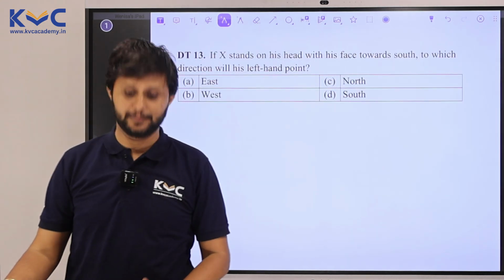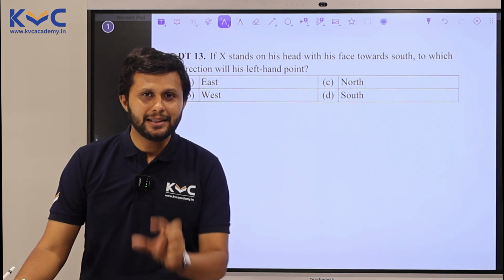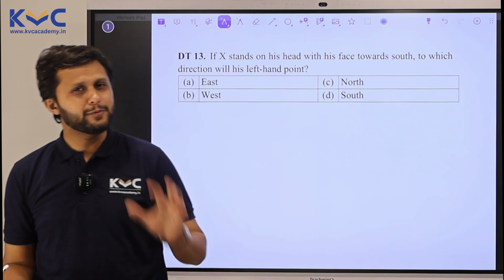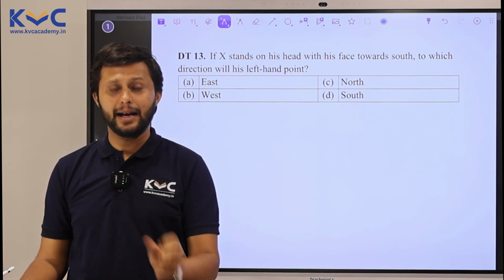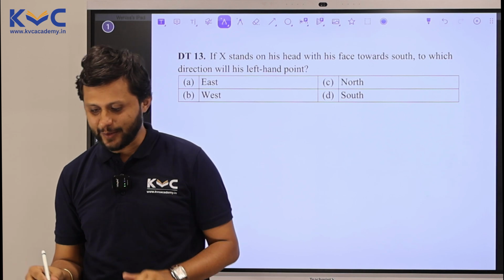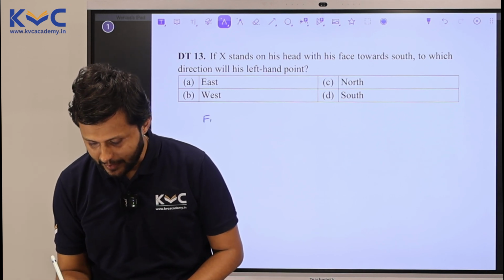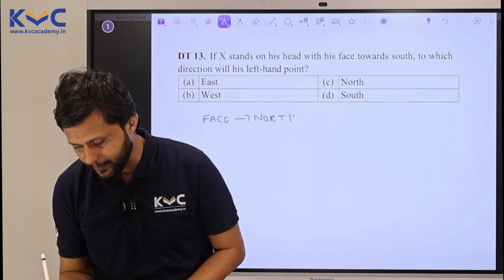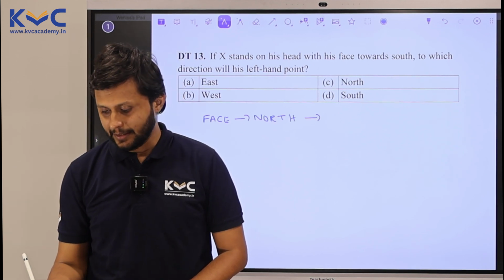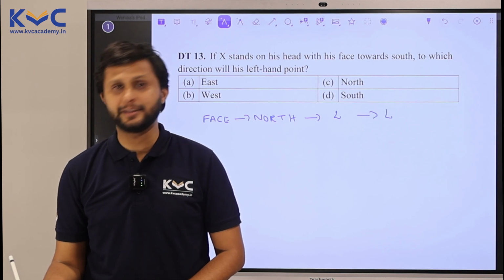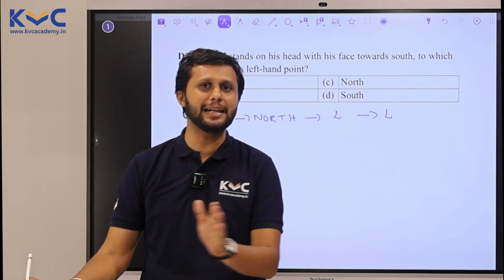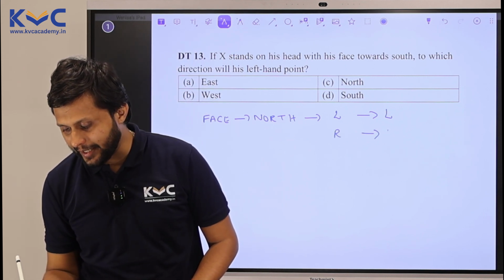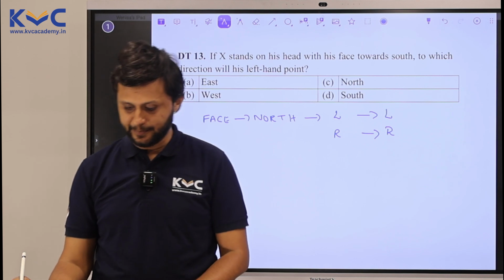Question number 13. Before I take this question, a little bit of revision is required for this particular question. In the first question itself I told you, and the questions to follow, if you're facing north, then left will remain left. That means when I say left, I draw a line to the left side. And if it is right, I draw a line to the right side.